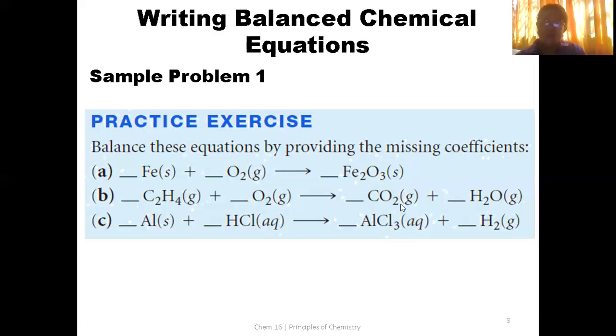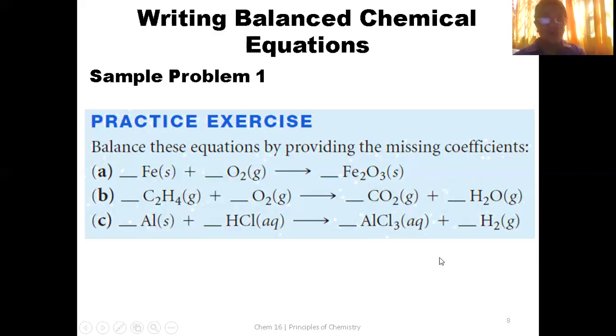So how about if you are going to multiply this with 2? Therefore, your aluminum is 2, so you add 2 here. Your chlorine is 2 times 3, 6, so you add 6 here. Therefore, that is 6 hydrogen, 6 chlorine. What will be your coefficient here? It's 3. 3 times 2 is now 6.